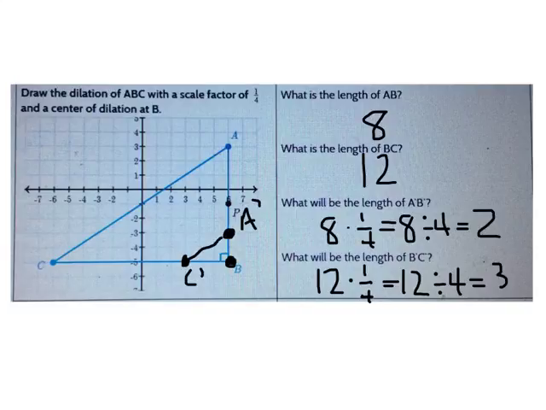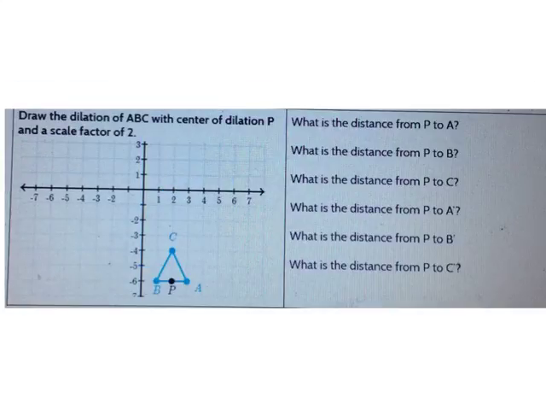Now I can connect my points to make my triangle. A prime, B prime, C prime has been dilated by a scale factor of 1/4. We may not always dilate from a center of dilation that's a point in the shape. Let's look at one more example.